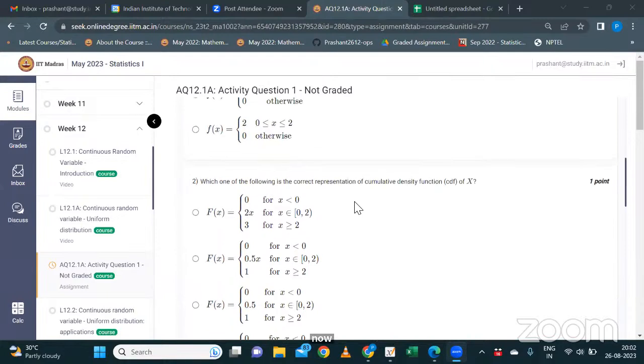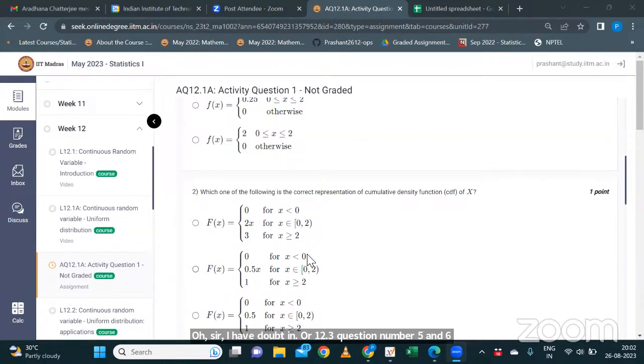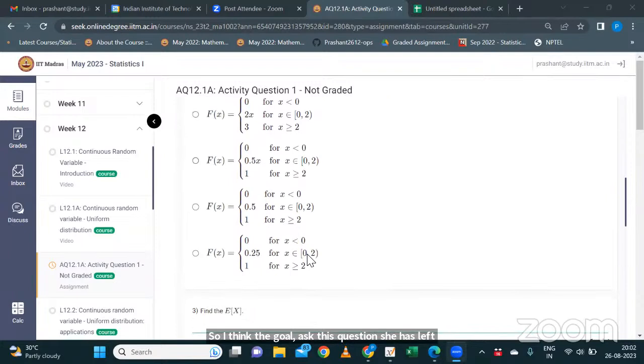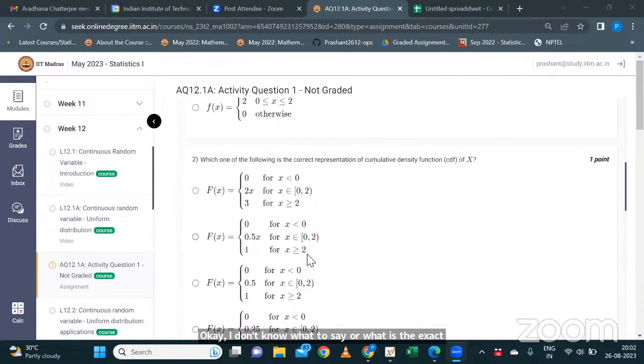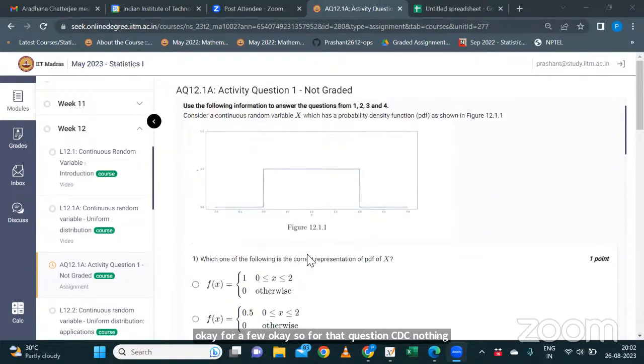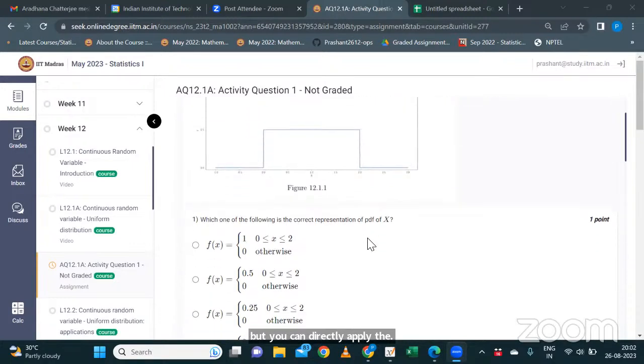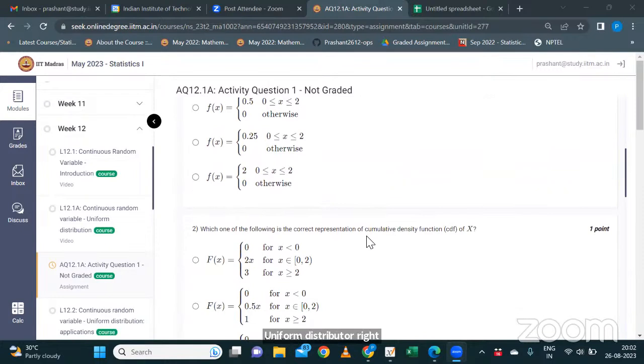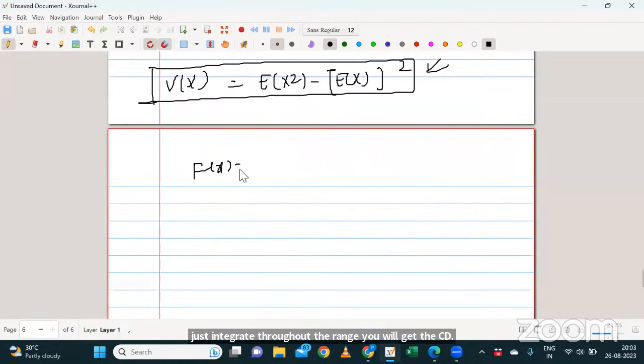Pragati asked this doubt, right? CDF? No, sir. Sir, I have a doubt in 12.3, question number 5 and 6. I think the girl asked this question, she has left. I don't know what the exact doubt is. For that question, since it's a uniform distribution, you can directly apply the CDF formula. Or else you can integrate throughout the range. F of x is nothing but the probability that X is less than or equal to x, so just integrate the PDF from the lower limit to x and you will get the answer.